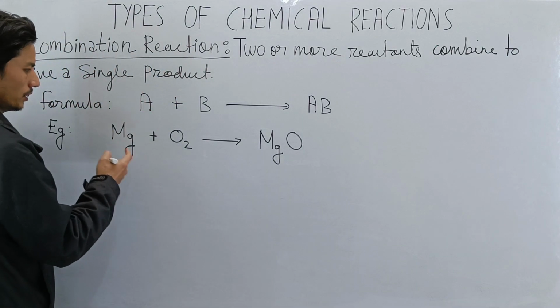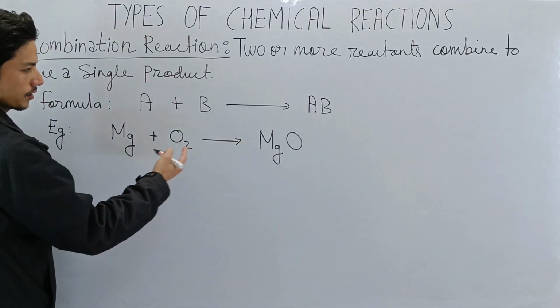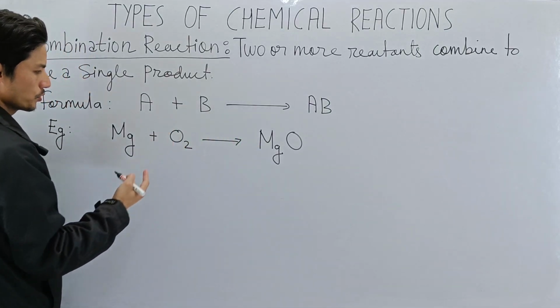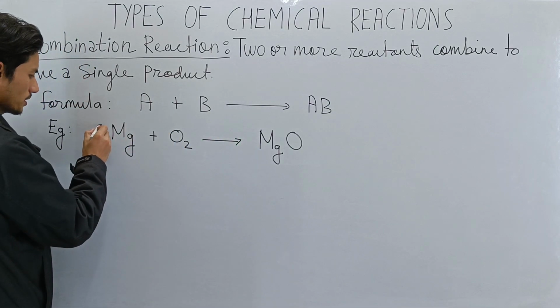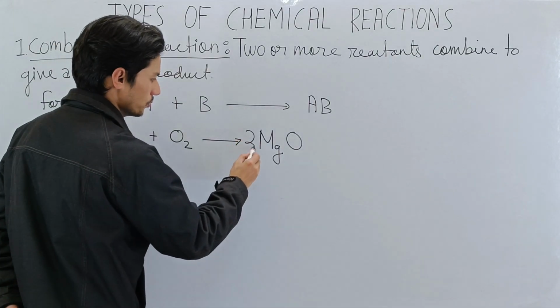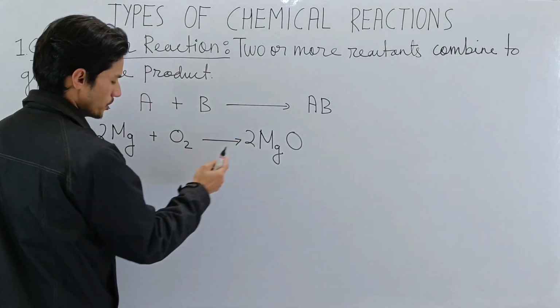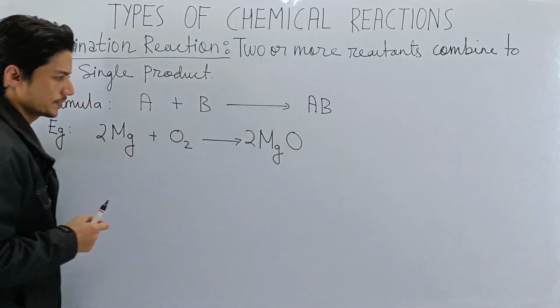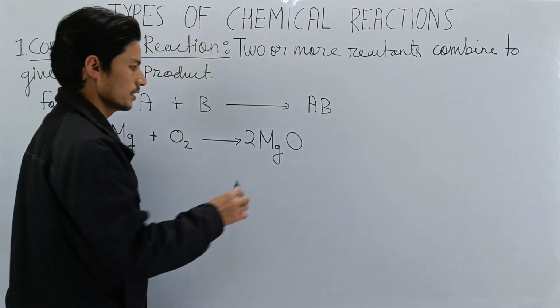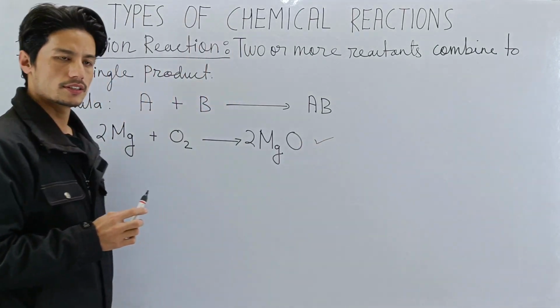We have 2 oxygen here, there only 1, so oxygen has to be 2. In the course of balancing, you write here 2 and you write here 2. So 2 Mg, 2 Mg, 2 oxygen, 2 oxygen. Is this balanced? Yes, this is balanced. This is a balanced chemical equation.